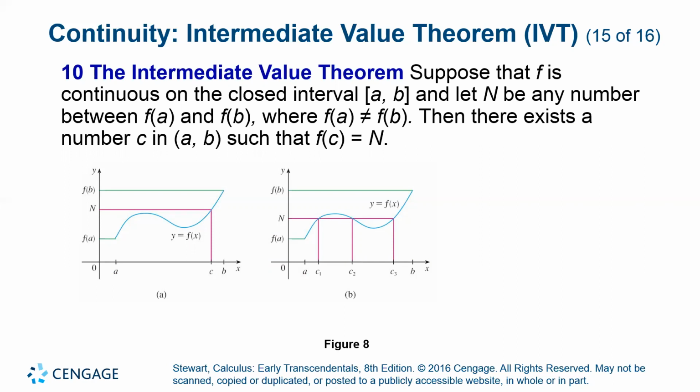Then you can set for it. So for example, this is a definition. Suppose that f is continuous on a closed interval, which is like this, and let n be any number between the function values at the endpoints of the closed interval, where these are not the same. In other words, they are not equal.